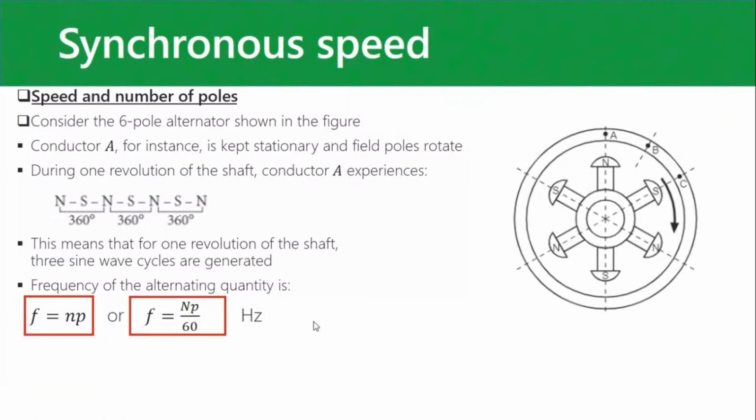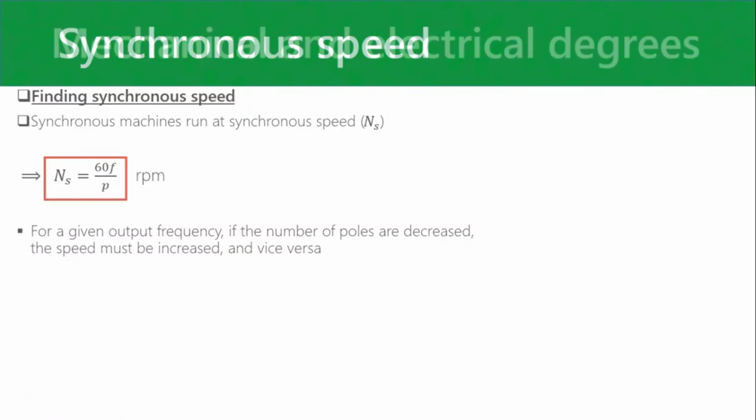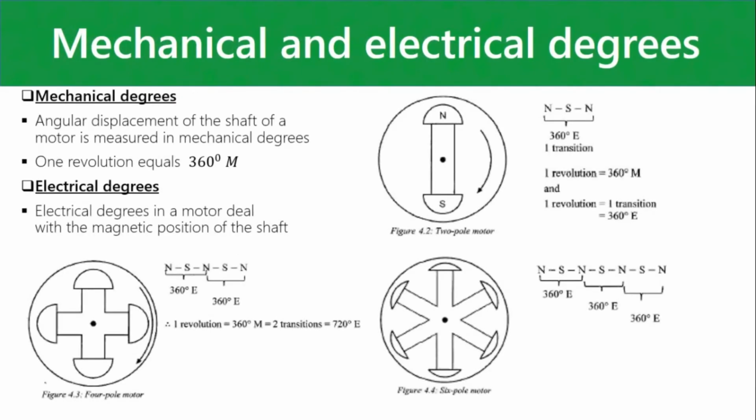So to find the synchronous speed, you just rearrange that little formula, and it's 60 times your output waveform frequency divided by the number of pole pairs. Okay, now I just got to show you that there's a difference that we use in the measurement of mechanical and electrical degrees.